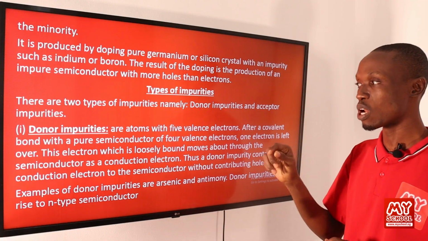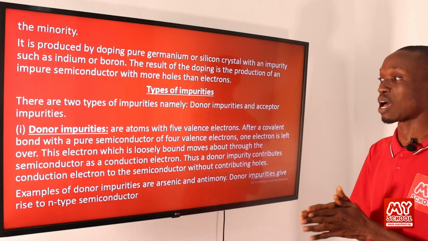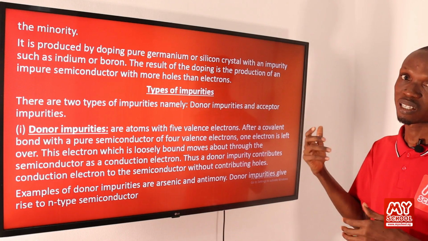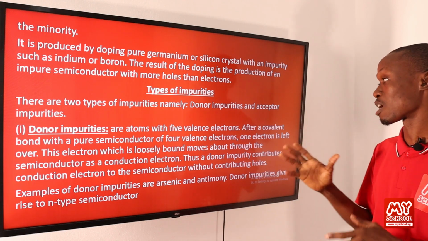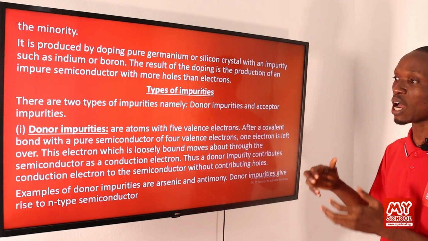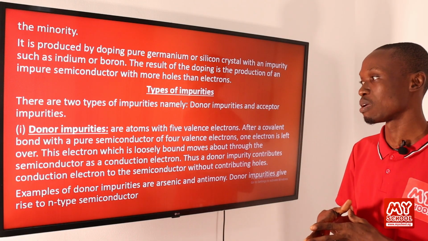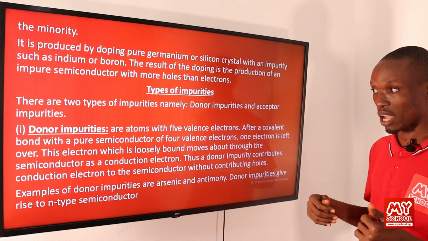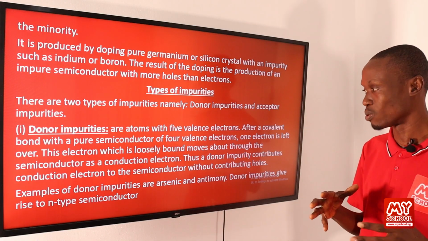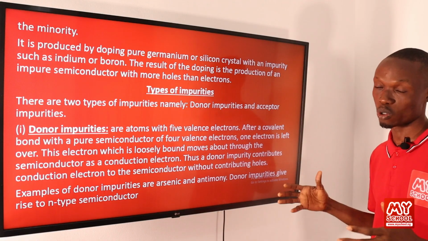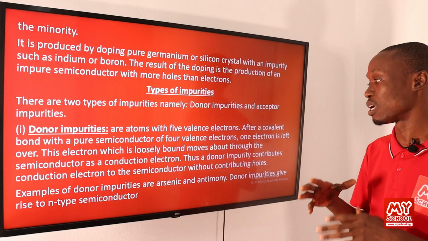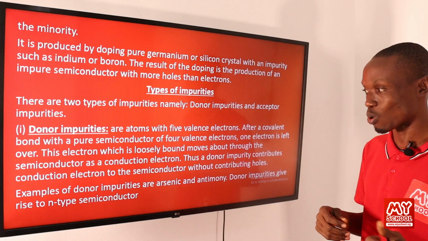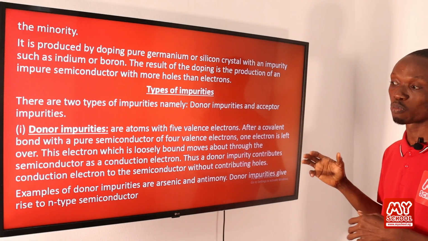So let's begin with donor impurities. Donor impurities are atoms of elements with 5 valent electrons. That is, they have 5 electrons on their atomic shell, okay? Now, after forming covalent bonds with a pure semiconductor of 4 valent electrons, 1 electron is left over. This electron, which is loosely bound, moves about through the semiconductor as a conduction electron. Thus, a donor impurity contributes conduction electrons to the semiconductor without contributing holes.